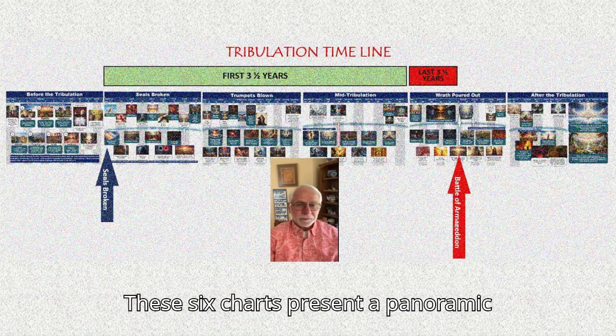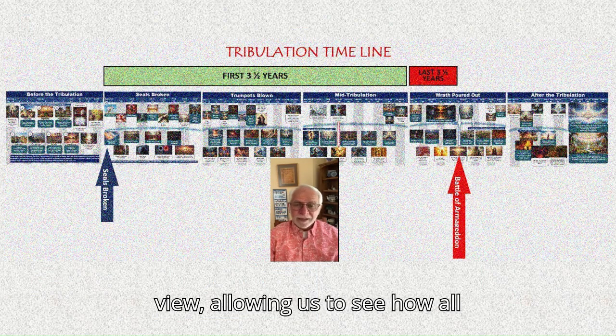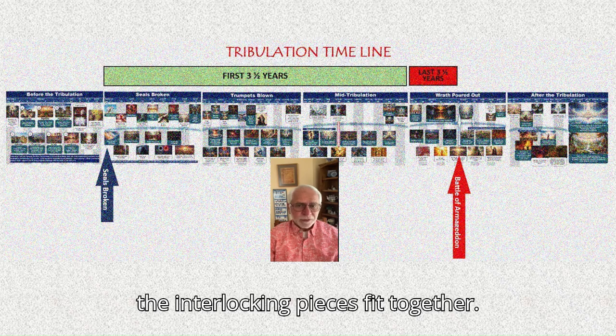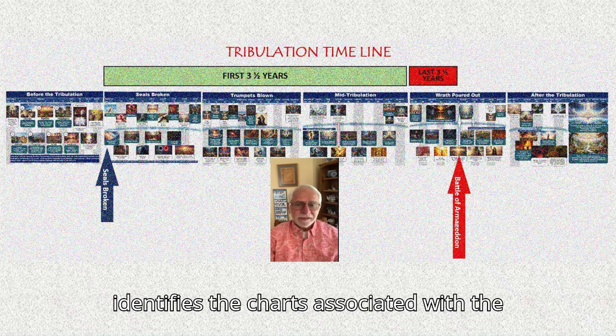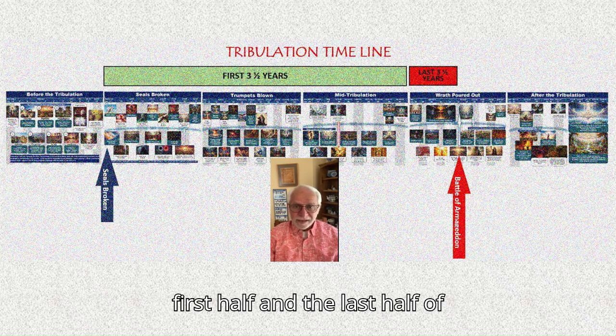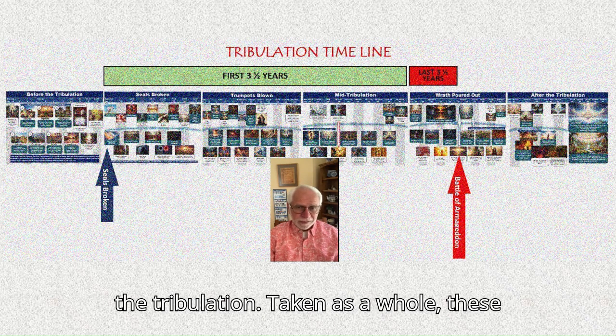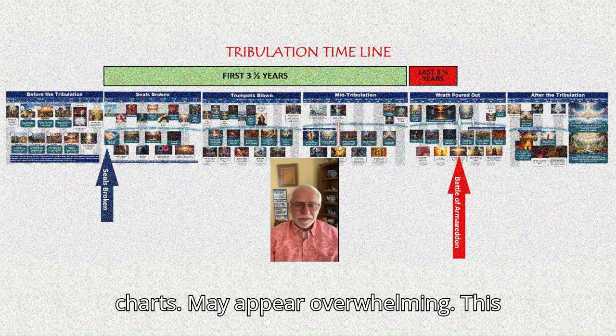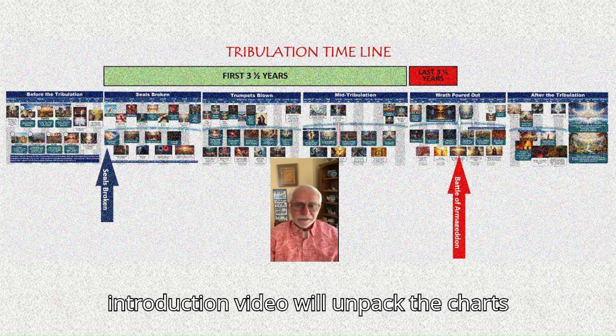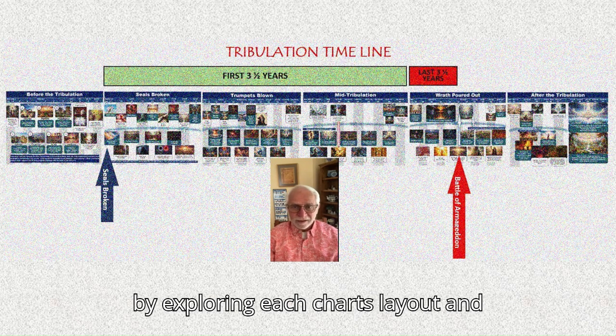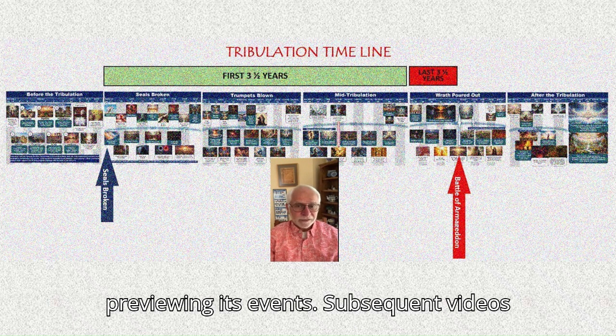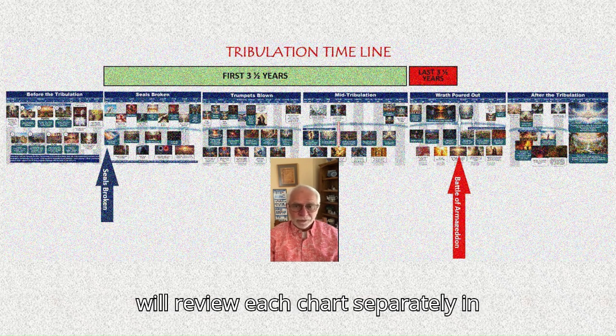These 6 charts present a panoramic view, allowing us to see how all the interlocking pieces fit together. This tribulation timeline graphically identifies the charts associated with the first half and the last half of the tribulation. Taken as a whole, these charts may appear overwhelming. This introduction video will unpack the charts by exploring each chart's layout and previewing its events. Subsequent videos will review each chart separately in greater detail.